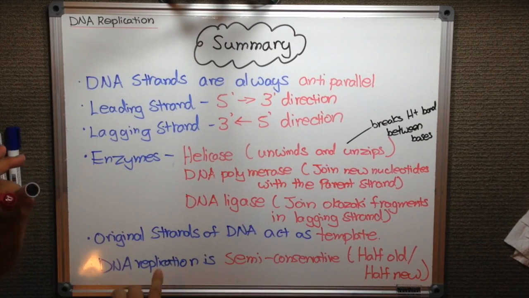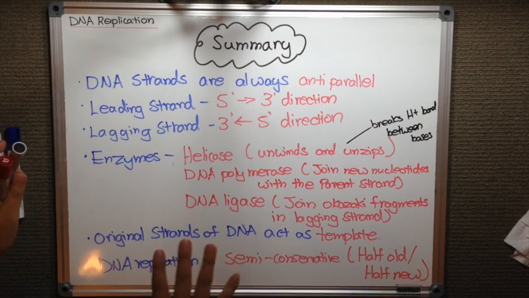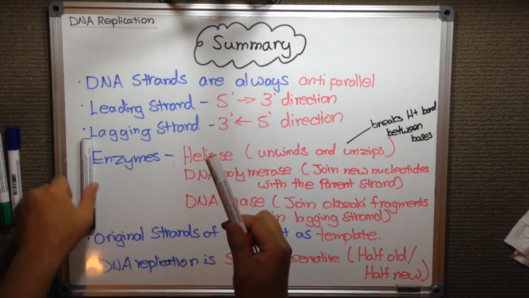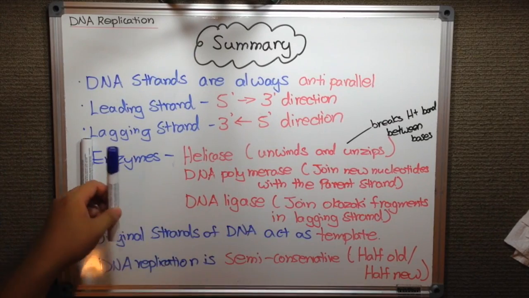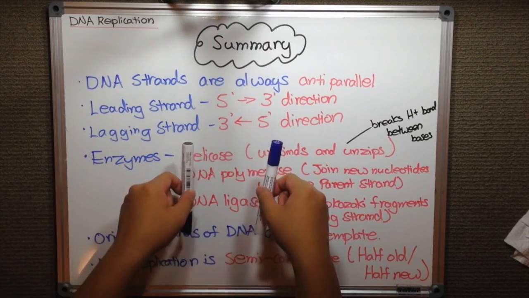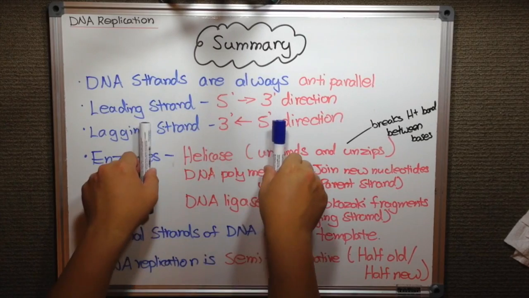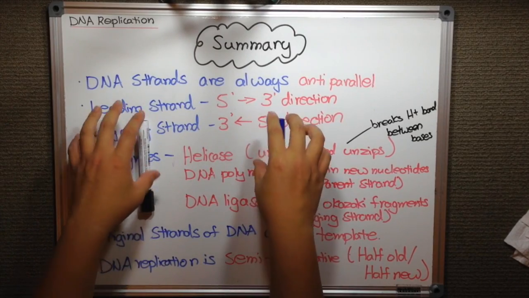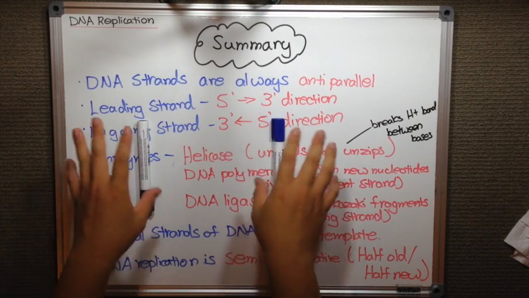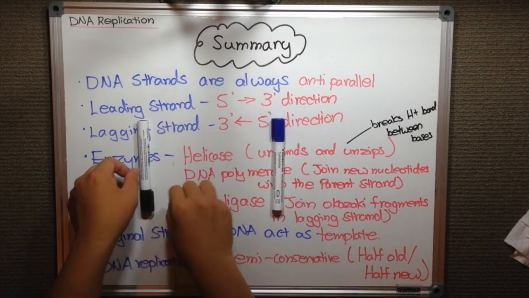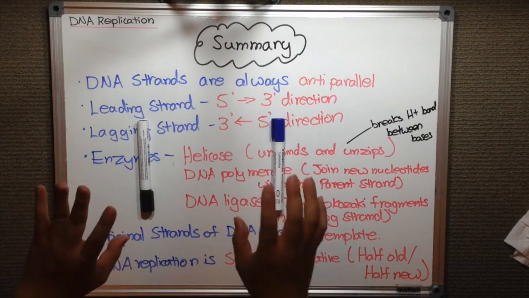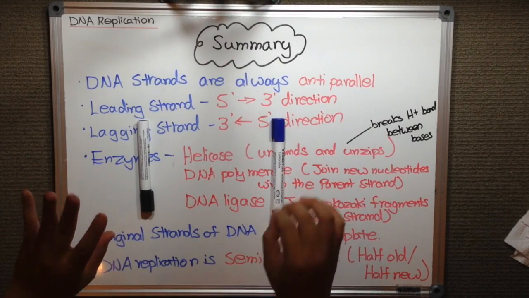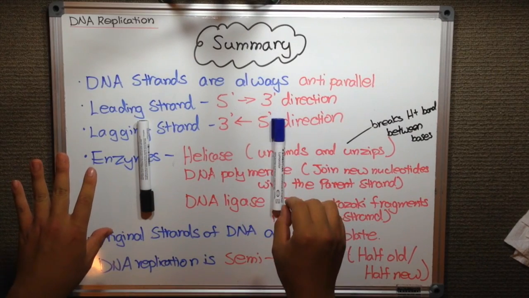Now, the original strands of DNA act as a template. So, for example, this is my original strands. One is leading, one is lagging. When you separate them, they act as a little mapping tool, or a template, where new nucleotides can join them. This is just to ensure that there's nothing wrong with DNA replication, okay?